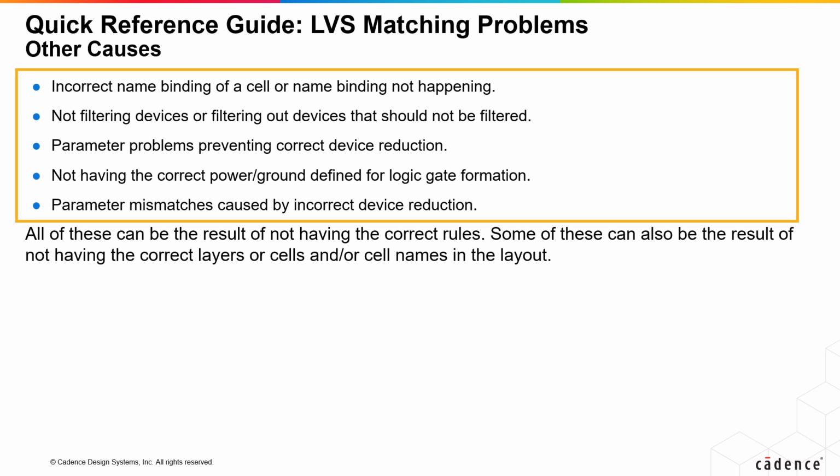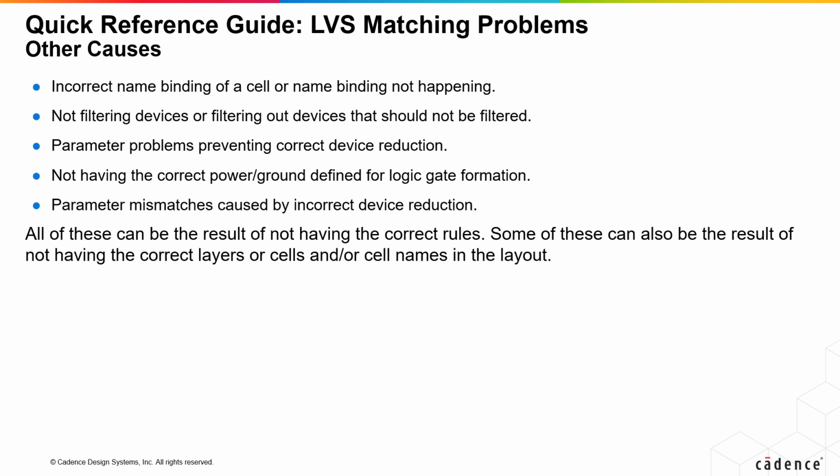Other issues include device parameters not being correctly defined, leading to incorrect device reduction during extraction, incorrect PG definitions for the logic gates in the layout, or issues related to device reduction. Incorrect device reduction leads to parameter mismatches. To summarize, we had a quick overview of common issues related to device extraction in LVS matching problems and highlighted the importance of having the correct rules, layers, and cell names in the layout to avoid these issues.